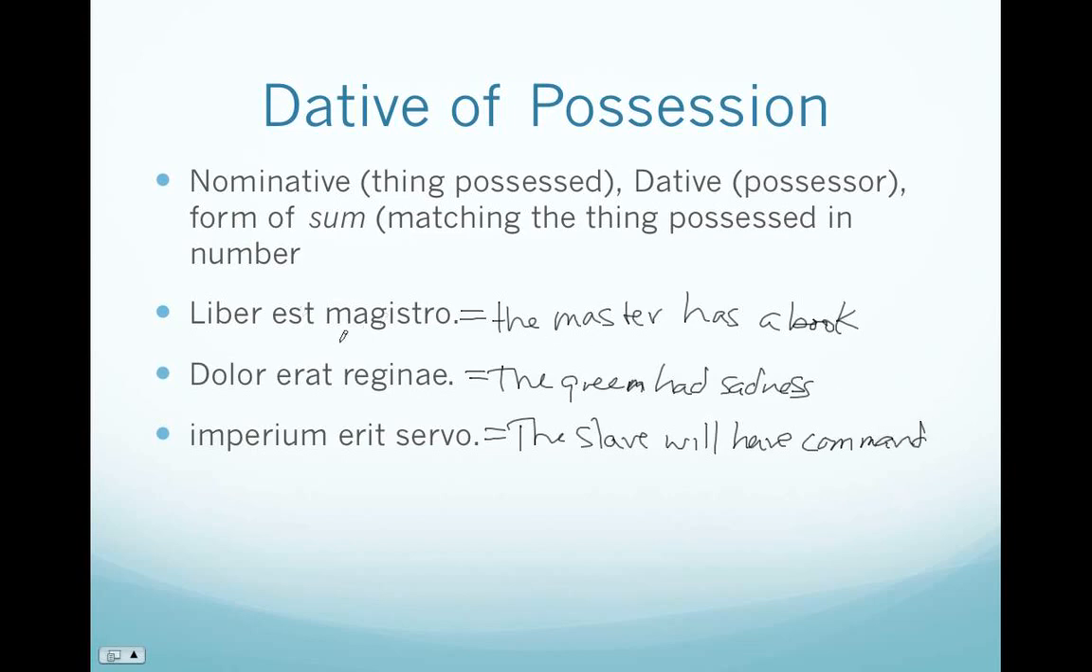So in each of these sentences, liber est magistro, dolor erat reginae, imperium erit servo, these magistro, reginae, servo are all datives of possession, the dative of the possessor, you might call it. If you run into a sentence which has a form of to be and a dative, your best guess is going to be that this is a dative of possession sentence.